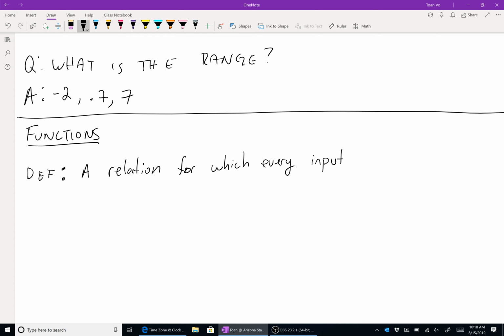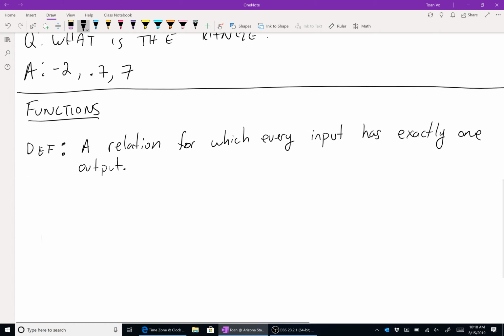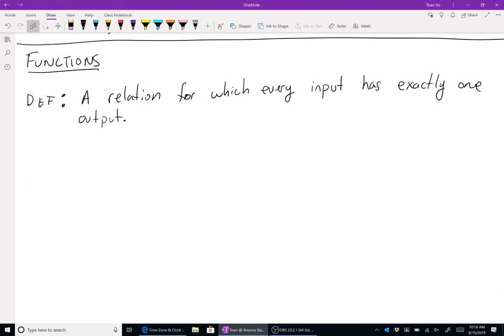every input has exactly one output. That is the mathematical definition of a function. I sort of like to think of a function as a machine. This is a very cliche math thing to do, but think of it as a vending machine. A vending machine is a great analogy for an input-output function.